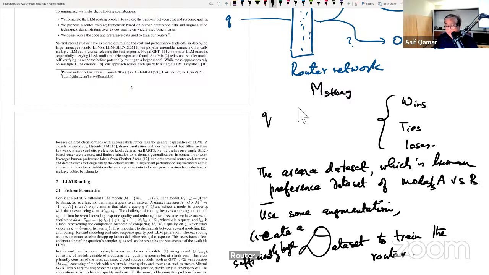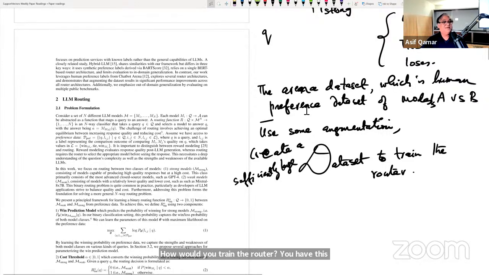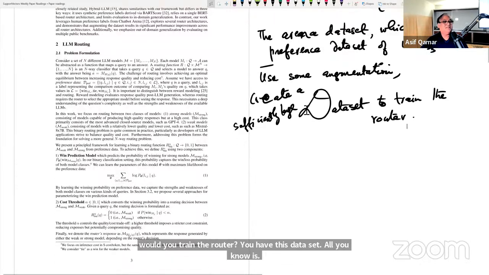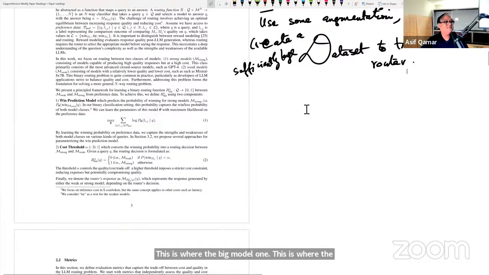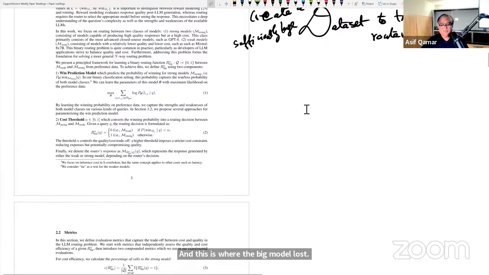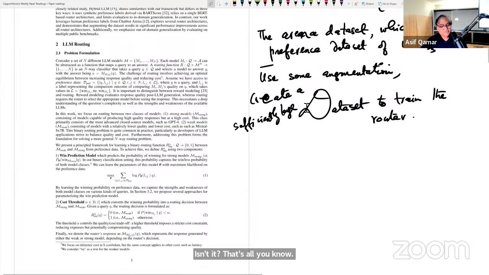Now, how would you train the router? You have this data set. All you know is this was the query. This is where the big model won. This is where the big model tied. And this is where the big model lost. Isn't it? That's all you know. So you need to now put it into a more mathematical framework.